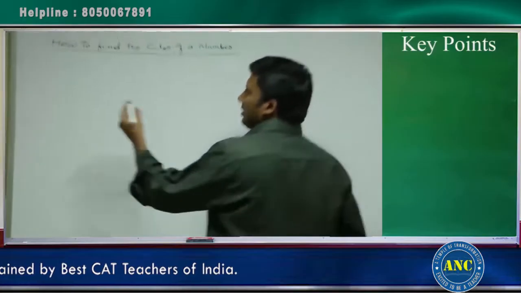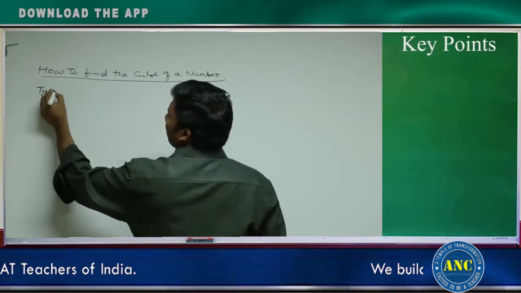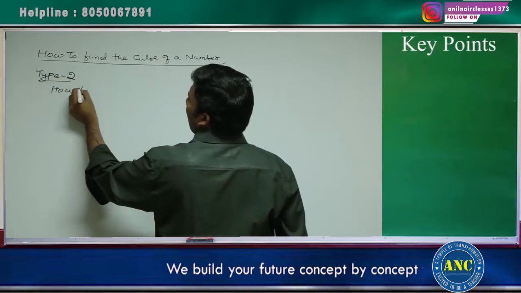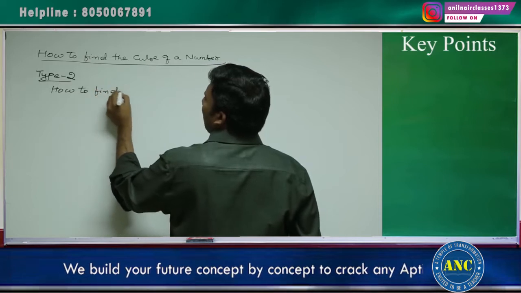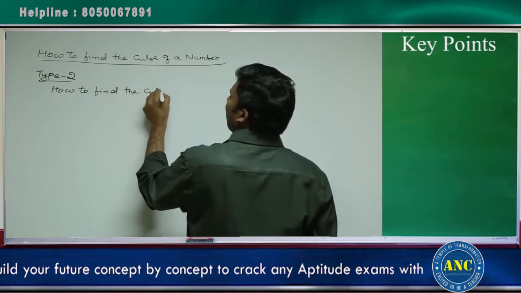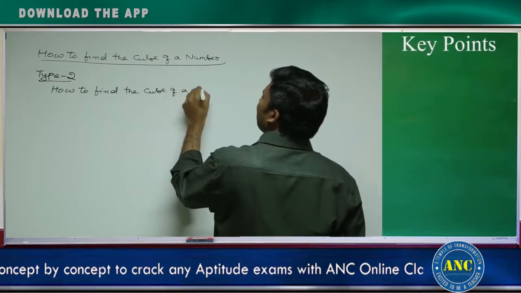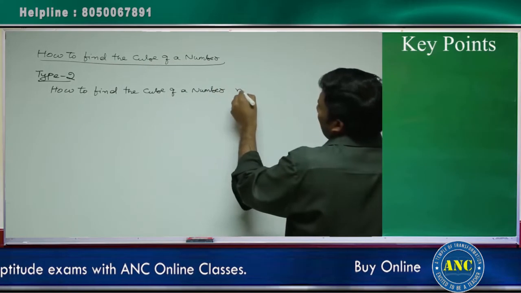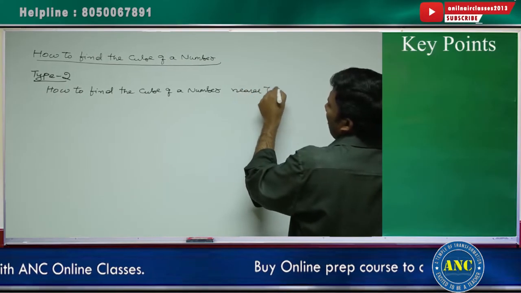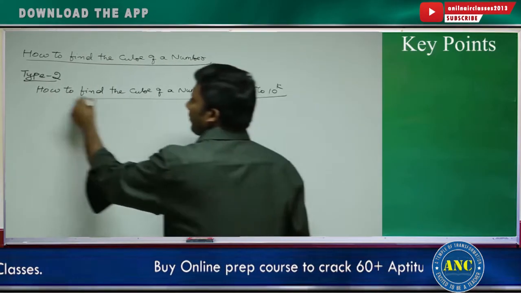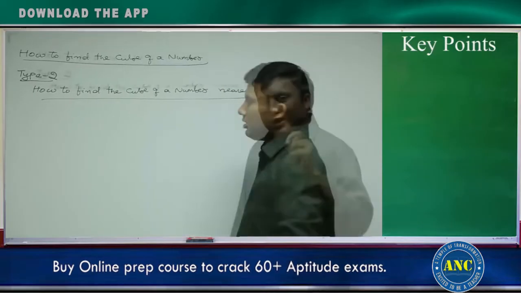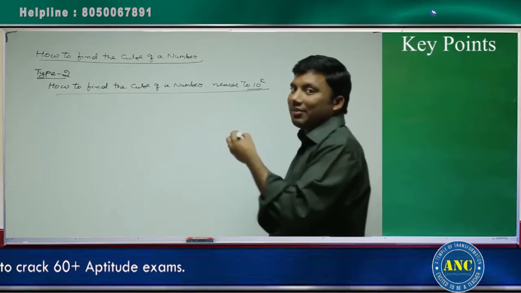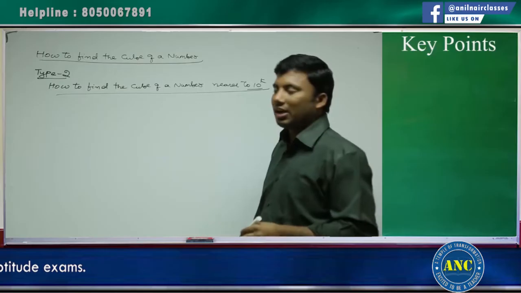Type 2. Let us see how to find the cube of a number nearer to 10 power k. Now let us discuss how to find the cube of a number nearer to 10 power k. This is a level 3 concept. Please listen to this concept carefully.